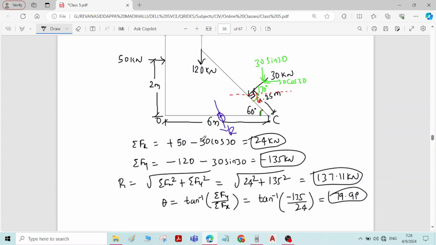Now we have to locate the point of intersection of the resultant with respect to the base. For that, we have to find the position with respect to point C or with respect to point O. Here it is better to take moment about C rather than about O. If you take moment about O, you will face difficulty in finding the perpendicular distance of this 30 kilonewton force. Therefore my suggestion is to take moment about C and find the x-intercept with respect to point C.